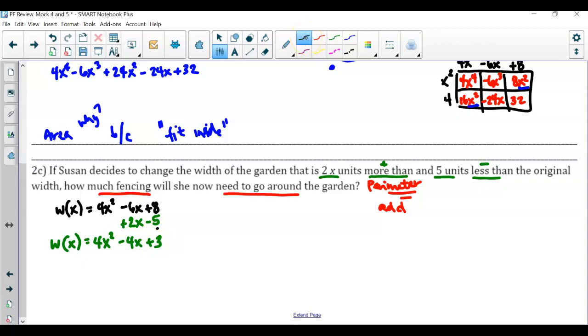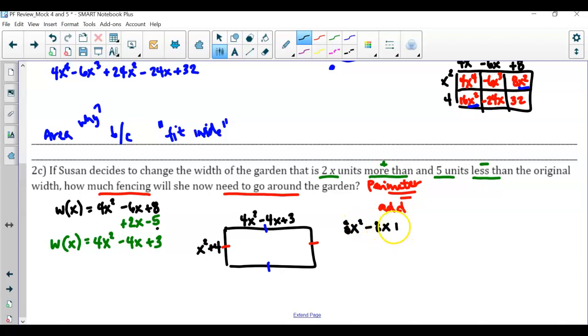Now we can find the perimeter, which again are new dimensions of our rectangular garden, right? Is 4x squared minus 4x plus 3. Then here, x squared plus 4, the length stayed the same. We didn't change it. Now remember, because we're getting the perimeter, we need to double, right? So we are doubling each of the dimensions. So here I've got 8x squared, oops, so 8x squared minus 8x, but plus 6.